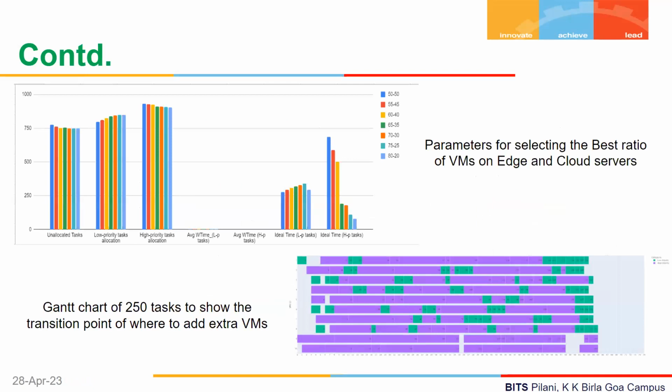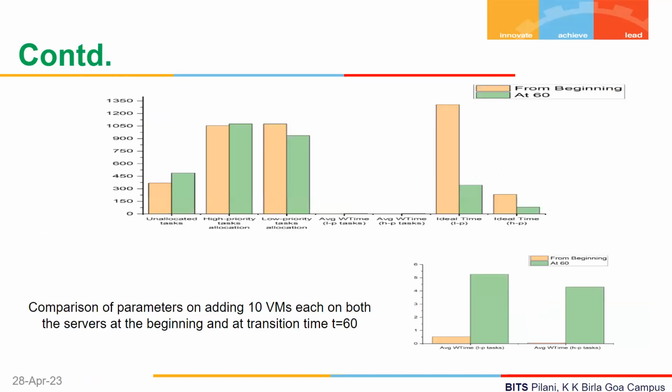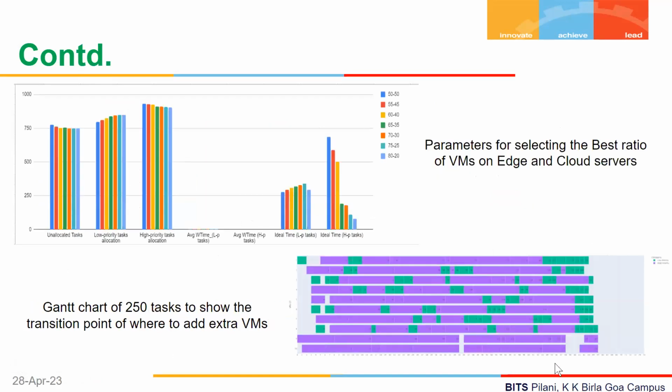Now the point was, since we had several unallocated tasks left, we wanted to figure out how those unallocated tasks can get allocation. Here you can see a comparison of parameters on adding 10 virtual machines each on the servers at the beginning and at the transition point T60. What does the transition point mean? As you can see in this Gantt chart, after 60, very few tasks were getting allocated. So we wanted that transition point, after which only a few tasks are getting allocated.